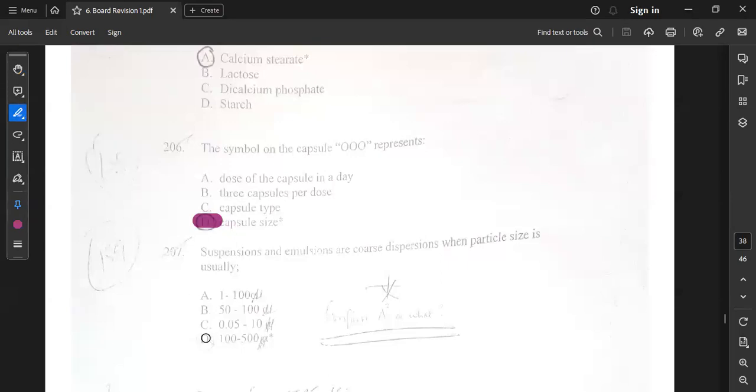Is there a picture or something that we can refer to for these coarse particles? If it can be shared on the group. Okay, if you have a picture, kindly share it on the group. So D, I think D is also correct, unless anybody else has a different answer.